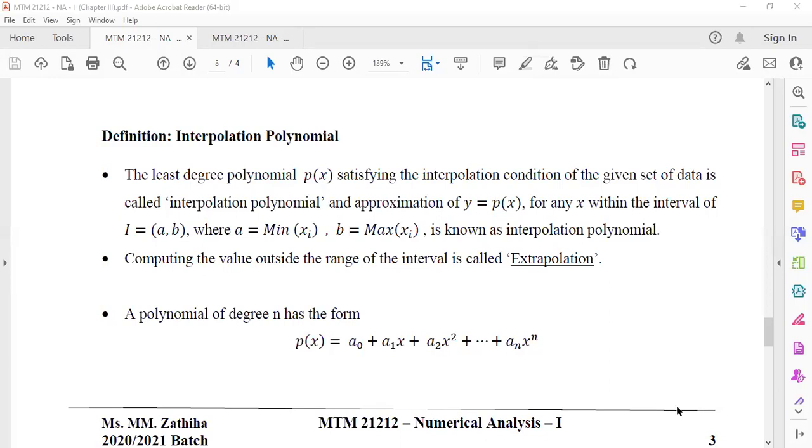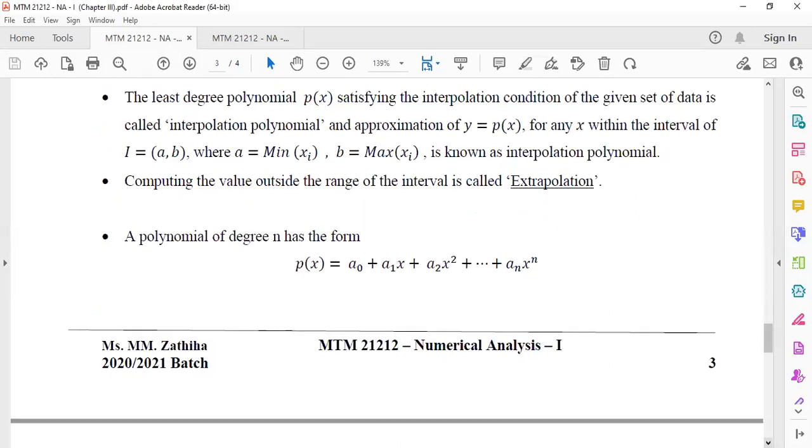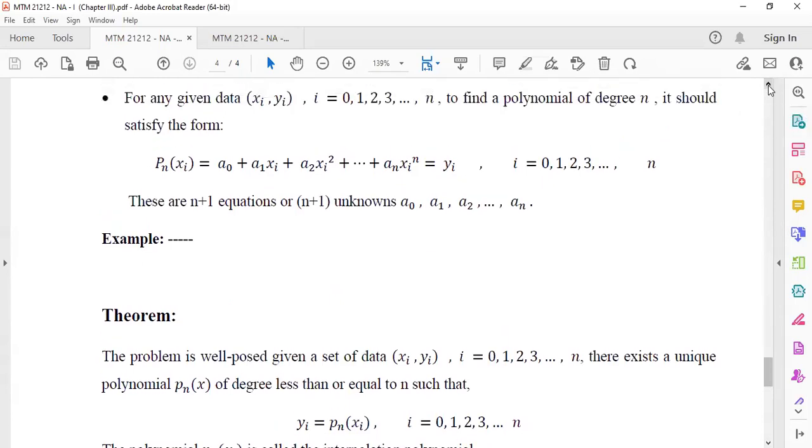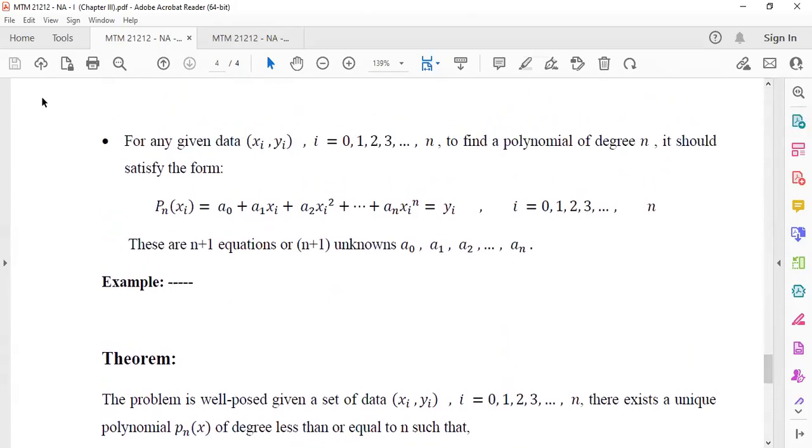Okay, let me continue the notes. If my polynomial p of x is equal to a naught plus a1x plus a2x squared up to anxn, then for any given xi, yi data, to find the polynomial of degree n, it should satisfy this form.